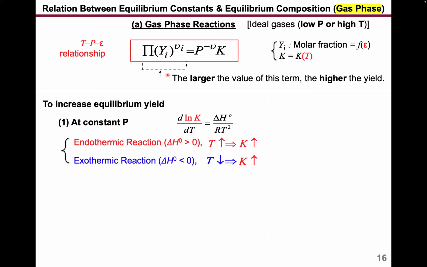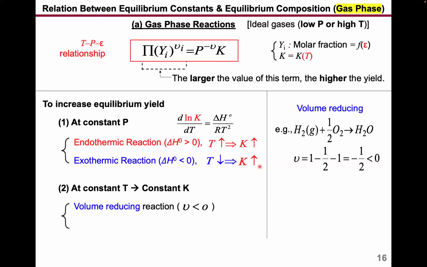and vice versa. And if you have an exothermic reaction, ΔH0 is going to be negative, then you have to decrease the temperature in order to increase your equilibrium constant. So for an exothermic reaction, you want to run the reaction at a lower temperature in order to reach a higher yield.